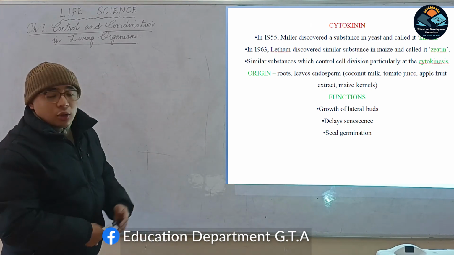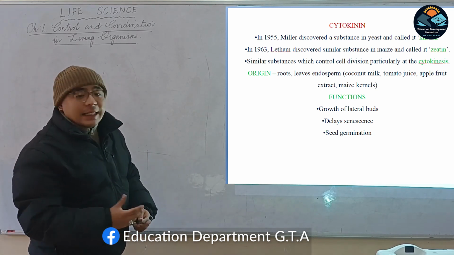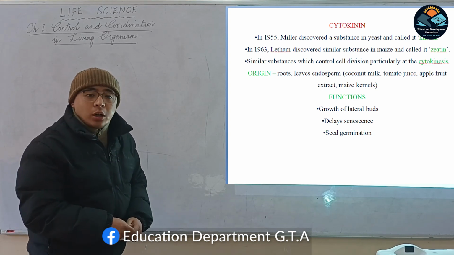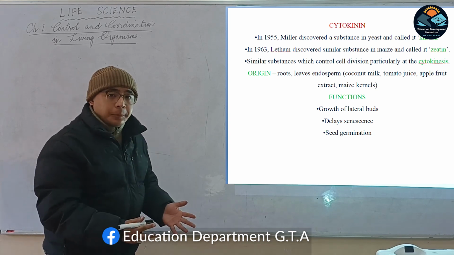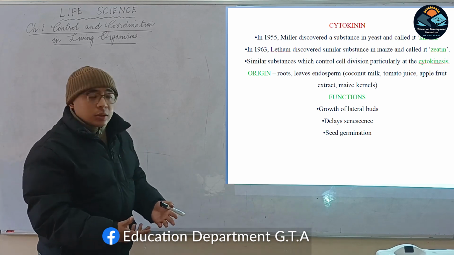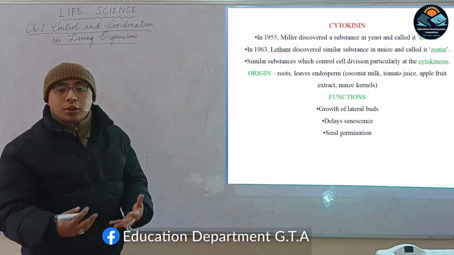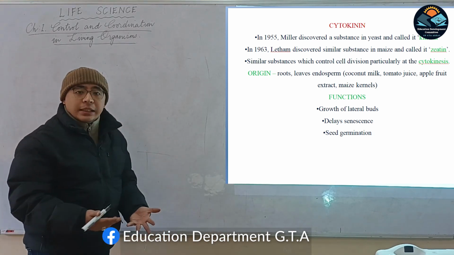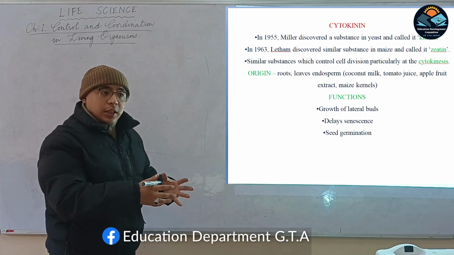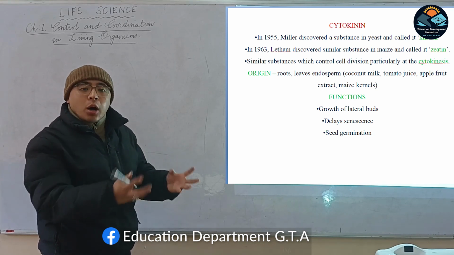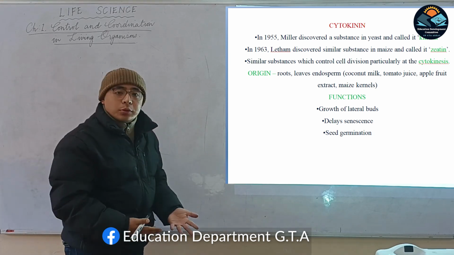Now, let us look at where you will find cytokinin in plants. In plants, cytokinin is found in roots, it is found in leaves, and it is found in the endosperm of seeds. Endosperm means the reserve food material for the growing embryo. You will find endosperm in coconut milk or coconut water, tomato juice, apple fruit extract, and maize kernels. A simple way to know the endosperm is we all eat popcorn, isn't it? When you put the corn into the utensil to cook it, it pops and there's a white substance that comes out. That fluffy white substance is actually the endosperm.